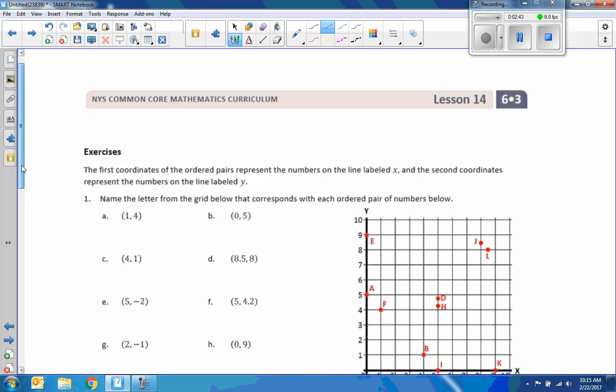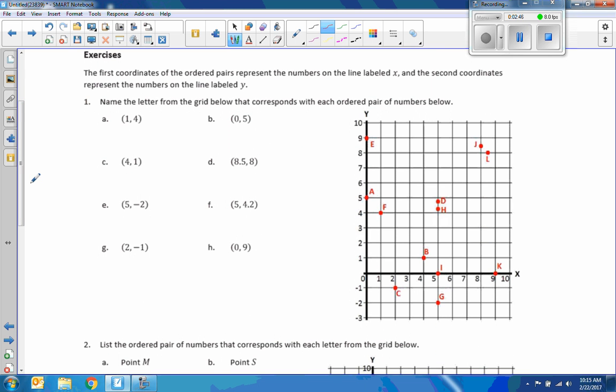Okay, so exercise. First coordinates of the ordered pairs represent the numbers on the line labeled X. The first coordinate goes here. The second coordinates represent the numbers on the line labeled Y. Here's the second, and that's Y. So this X is 1, Y is 4. What that means is we're going to start at the origin, go over to 1 on the x-axis, and then go positive 4, which is up to here, and that is the point F. Okay, so we're going to continue doing this. Try this and come back, see how you do.